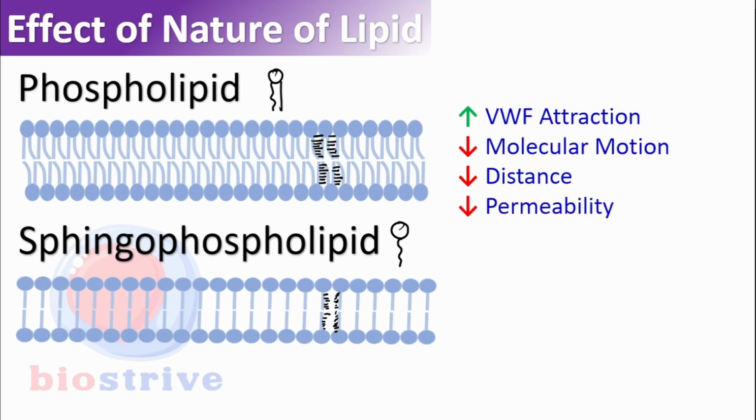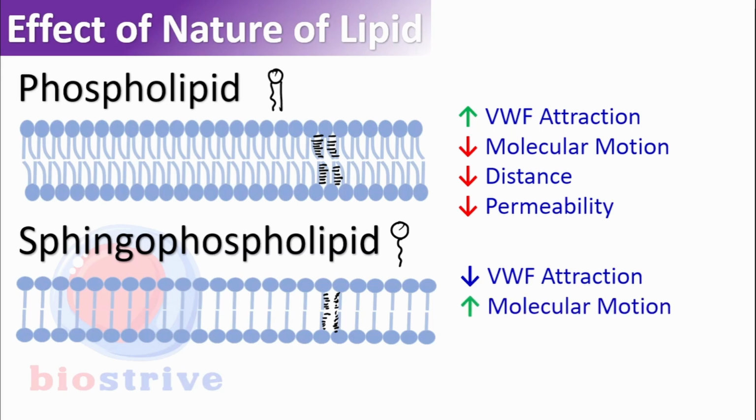Whereas in the case of sphingolipids, there is only one fatty acyl chain, and these fatty acyl chains are distant from each other, as a result of which van der Waals forces of attraction will be lesser. There will be greater molecular motion, greater distance, and higher permeability.